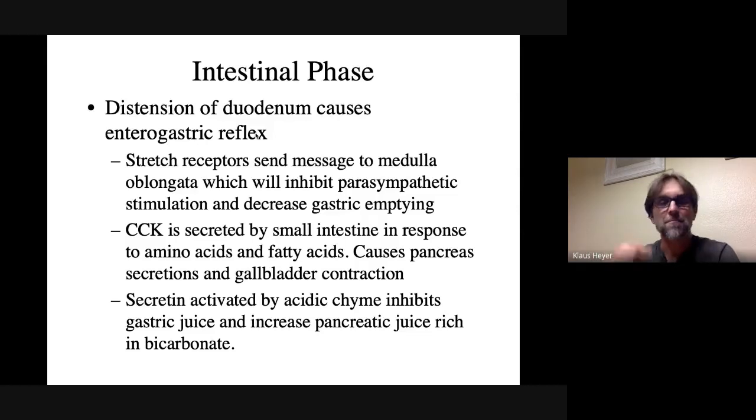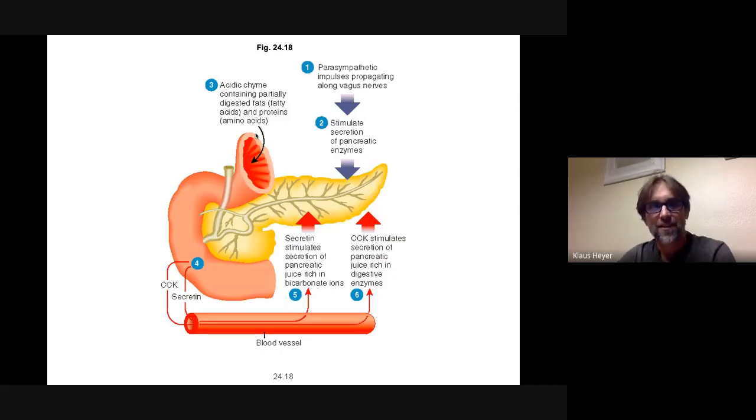Secretin is also encouraging pancreatic juice to be secreted, but for a different reason. CCK is making the pancreatic juice be secreted because it wants the enzymes. Secretin is doing it because the acid is stimulating secretin, so it wants to counter the acid. So it's trying to activate the pancreatic juice because it wants the bicarbonate. So both CCK and secretin stimulate the release of pancreatic juice, just for different reasons. Secretin because of the acidity, that's the trigger, and CCK because of the molecules, because of amino acids and fatty acids. That's the trigger.